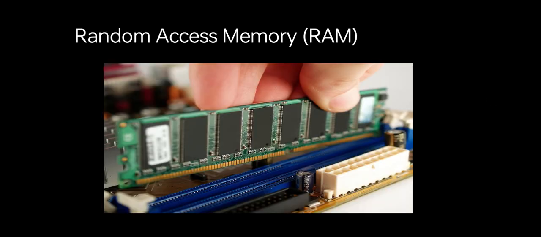Next is the random access memory, or RAM. RAM is the short-term storage space used by the CPU to hold data and instructions that are presently being processed. It keeps data accessible quickly, improving system performance. The capacity to multitask and overall speed are impacted by RAM size.